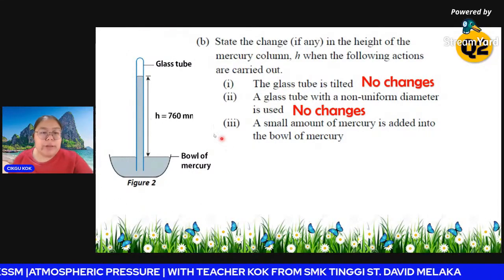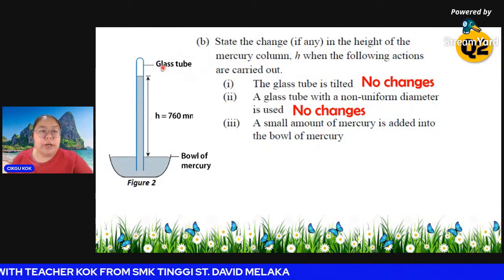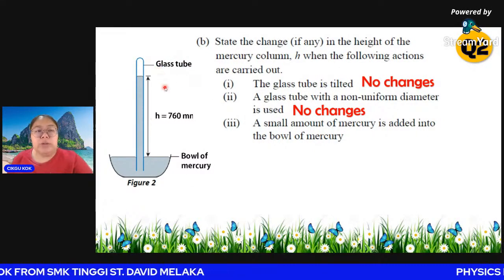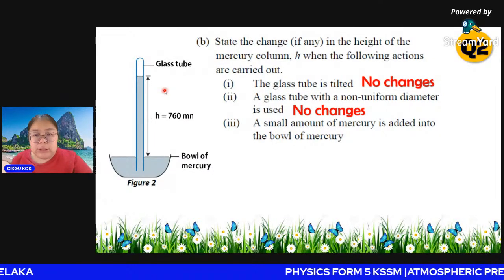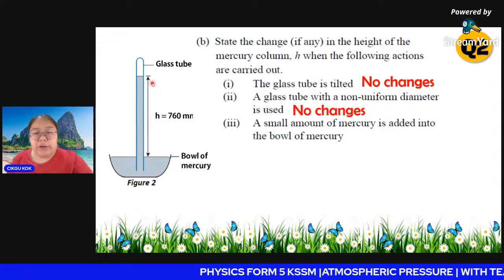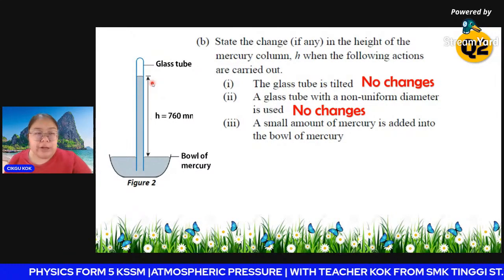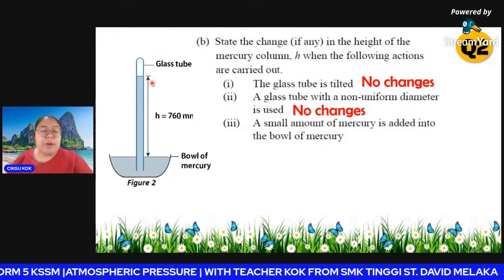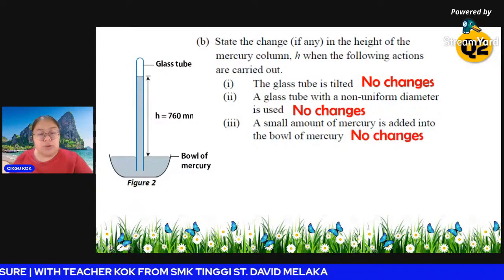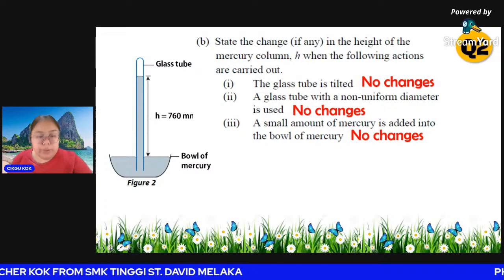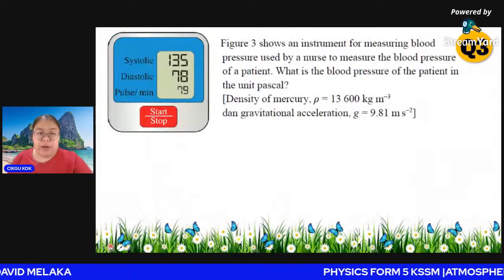Okay, how to make the H increase? Bring the whole mercury barometer to the deep sea. When you go into the water in the deep sea, you will find the H increasing. Why? Because now you have one more water pressure added. So remember the situation. From here, the last one still has no changes. Then we go to the next question, question number three.